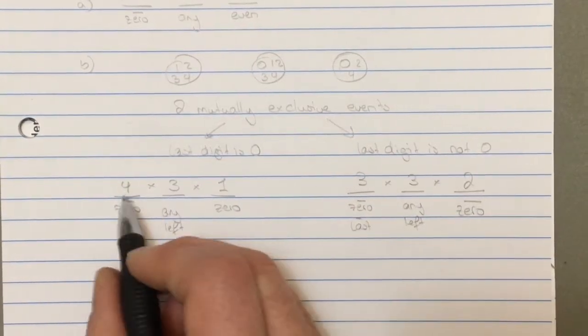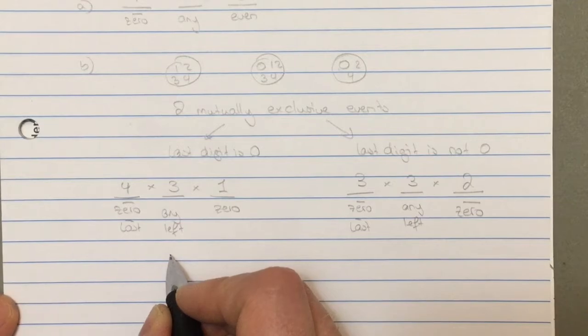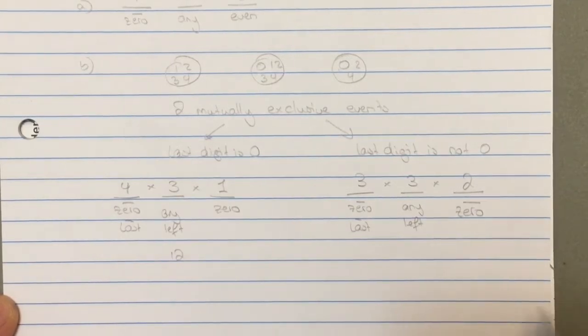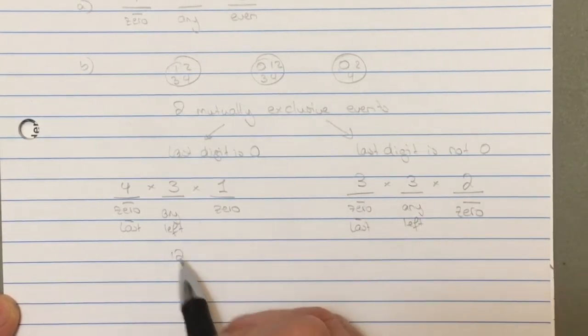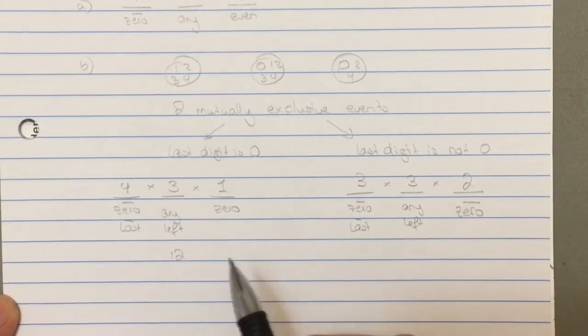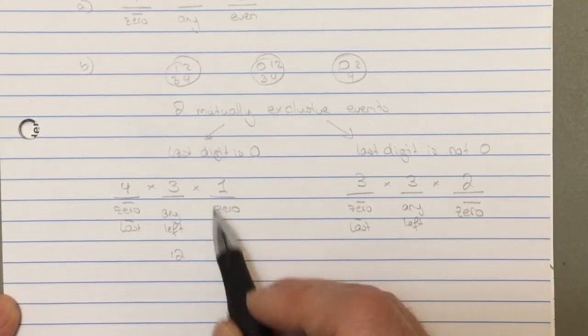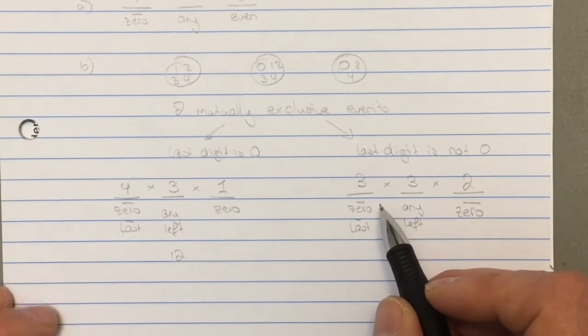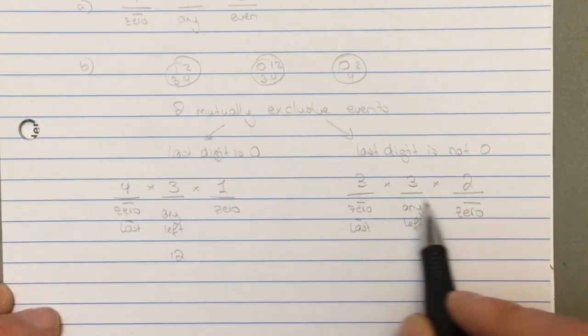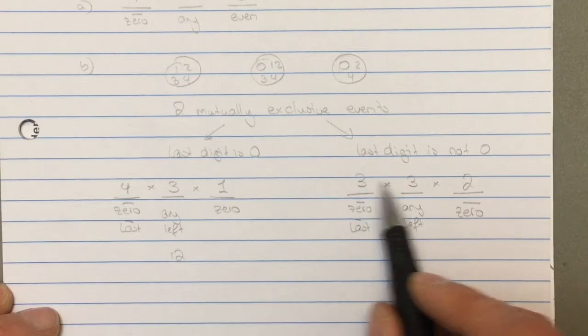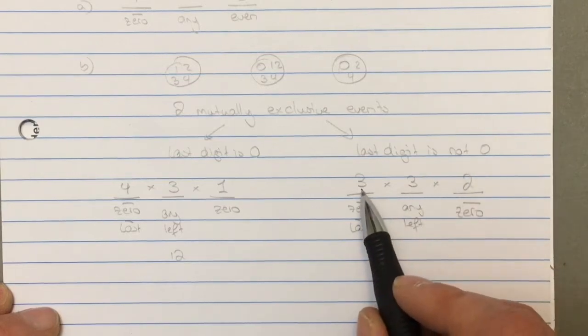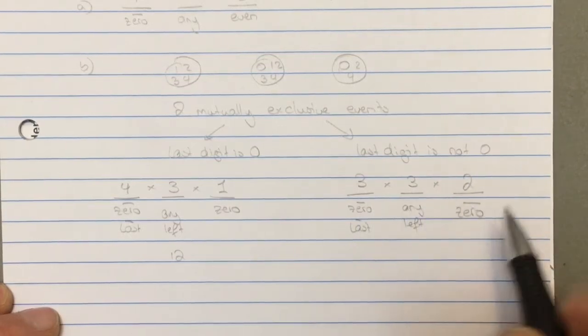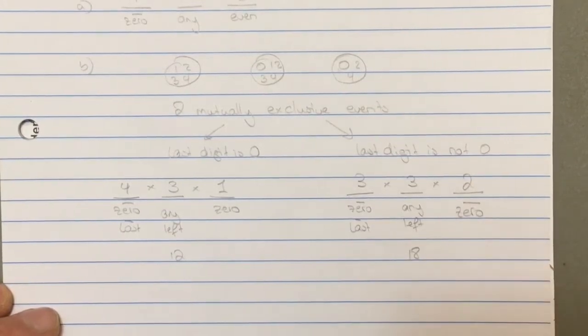Multiply these 3 together, you get 4 times 3, which is 12 times 1. That gives you 12. There are 12 different 3-digit numbers where the last digit is a 0. And you can probably come up with those on your own. And then the last one here is where the last digit is not a 0. There are 3 times 3 times 2, which is 9 times 2, which is 18 different possible outcomes.